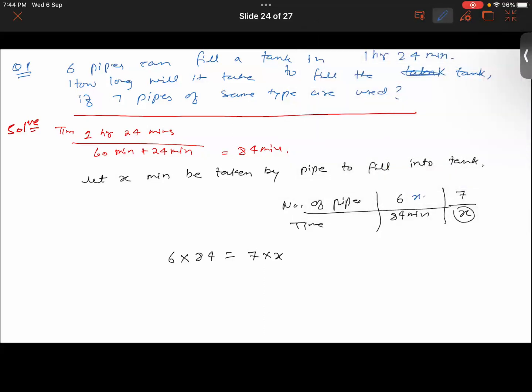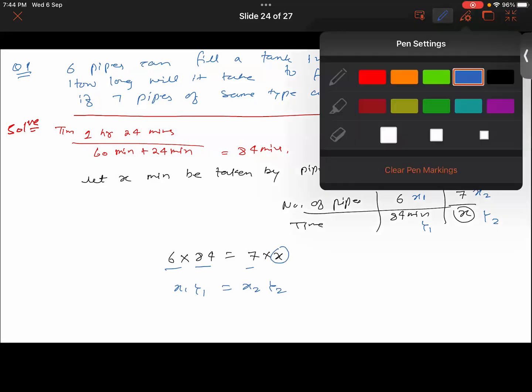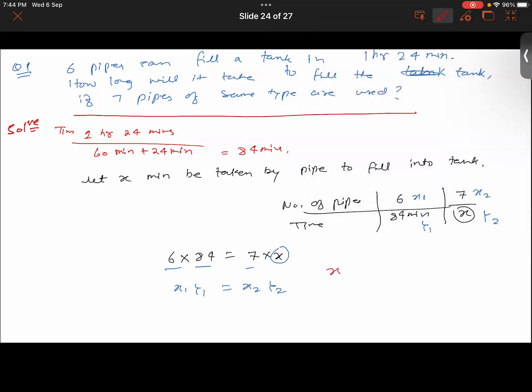If this is x1, x2, this is y1, y2, what does the formula say? x1 y1 is equal to x2 y2. So you have to put the values. x1 is given, y1 is given, x2 is given, but y2 is not given. That you have to find out. So when you solve this, you find it to be 72 minutes, or you can say 1 hour 12 minutes. Okay, let's solve a few more questions.